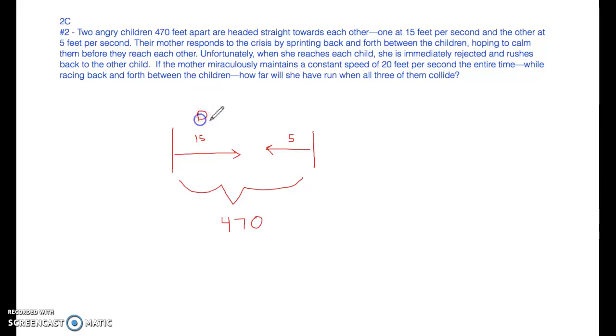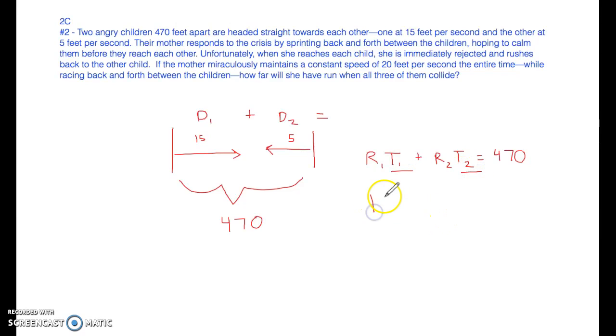So the distance of this one, D1, plus the distance of the second one should equal your total, which is 470. We know that distance is rate times time. So the rate of the first one times the time of the first one, plus the rate of the second one times the time of the second one will equal your total, which is 470. We know they start at the same time, so the time's actually going to be the same. So we really could just use t here.